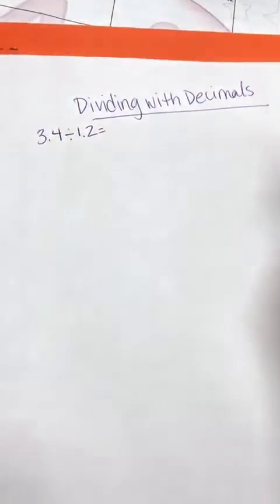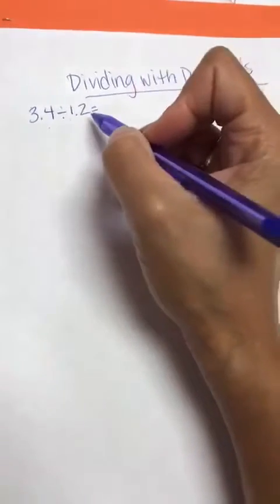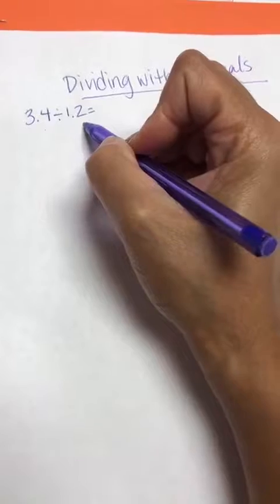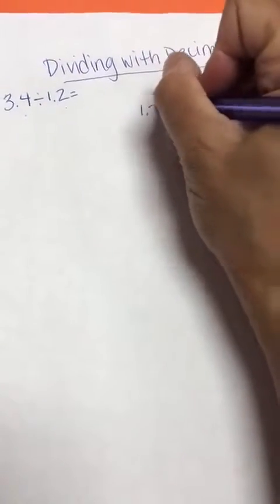We're going to talk about dividing with decimals. First thing you have to make sure that you know is that the first number is the dividend and the second number, or the second term, is the divisor. So the dividend will go on the inside and the divisor on the outside.